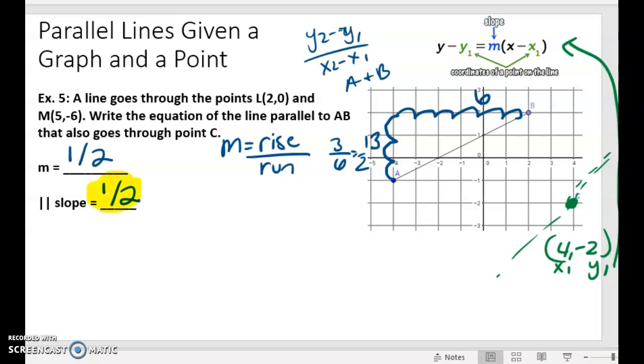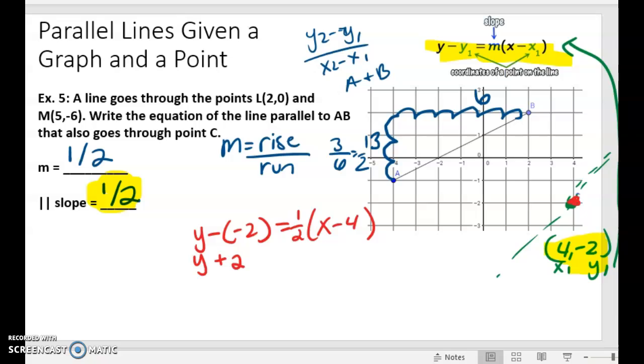So now I've got all the stuff that I need in order to plug in to my equation up here. And I'm just going to solve this real quick. So y minus -2, that comes from the point that we wanted the line to go through, equals 1/2 times x minus 4. Sometimes fractions can look scary, but I promise they're not. So y plus 2, I'm simplifying the negatives, equals 1/2, and I'm going to keep it just the same. I'm only going to do one step at a time. Distribute the 1/2. So y plus 2 equals 1/2 x minus 2.